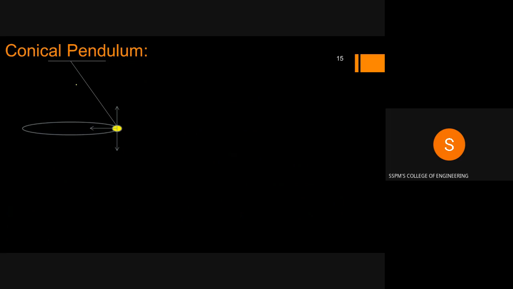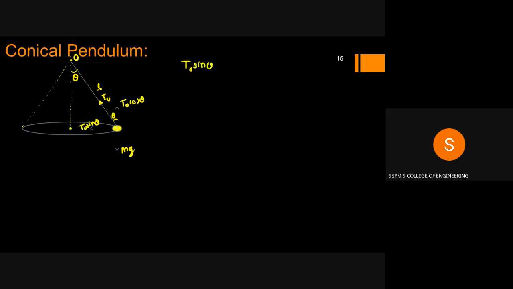So at equilibrium, this is the tension in the string, which is T0. This angle will be the same, theta. So this is T0 cos theta, and this is T0 sin theta. And this is the self weight of this object, mg.